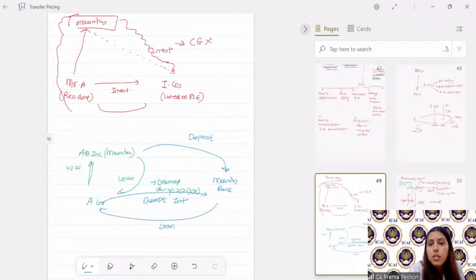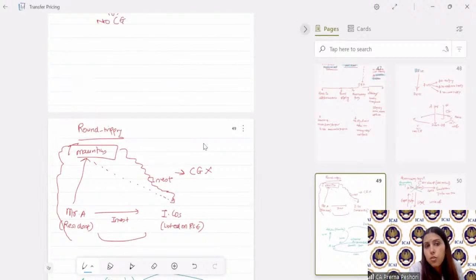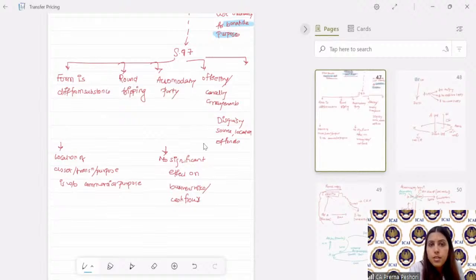Are we clear? Namita, there is exchange of information through which the AO comes to know. Under the treaties, we have exchange of information where one country exchanges information about its residents with the other country. Clear?